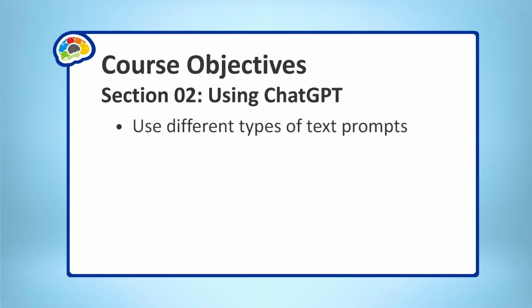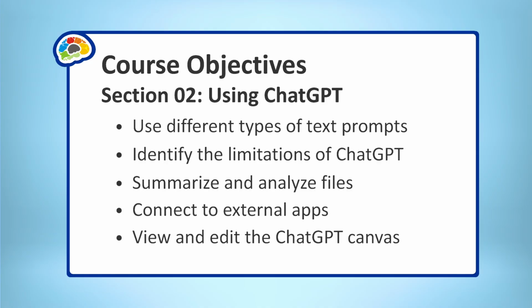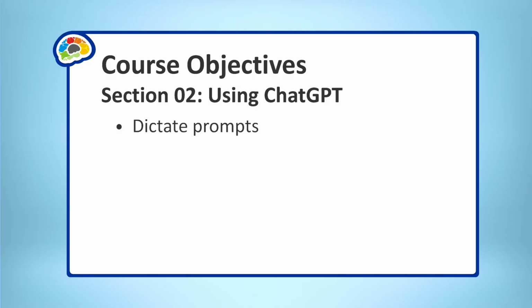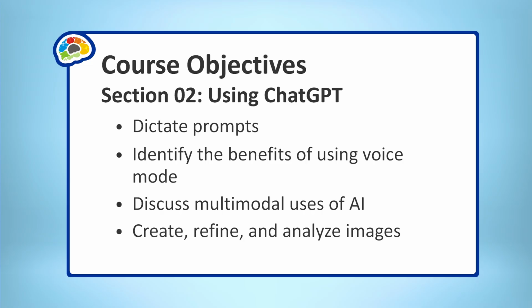From there, we'll use different types of text prompts and identify the limitations of ChatGPT. Then we'll summarize and analyze files, connect to external apps, and view and edit the ChatGPT canvas. We'll also dictate prompts and identify the benefits of using voice mode. In our last lesson, we'll discuss multimodal uses of AI, including creating, refining, and analyzing images.